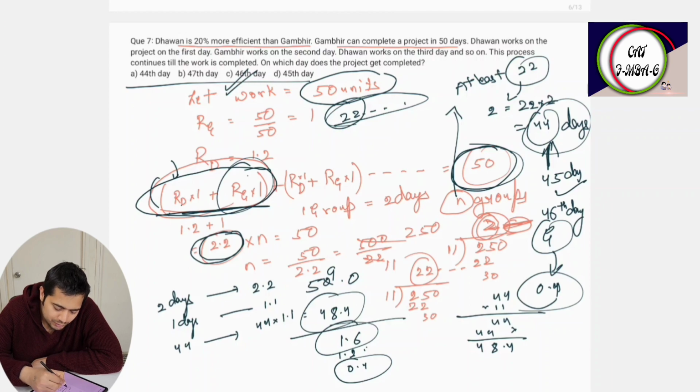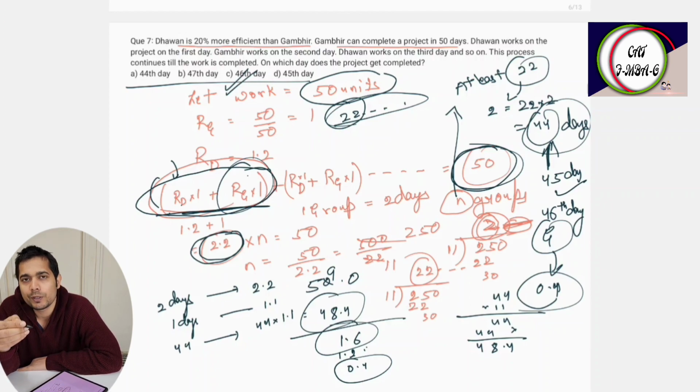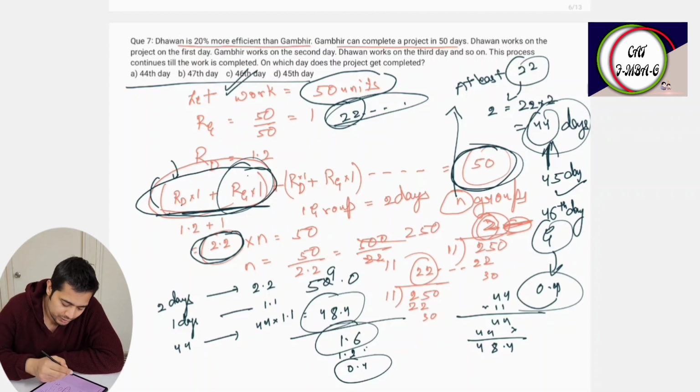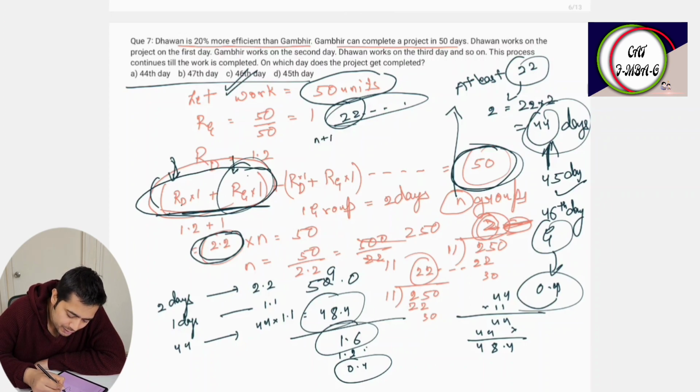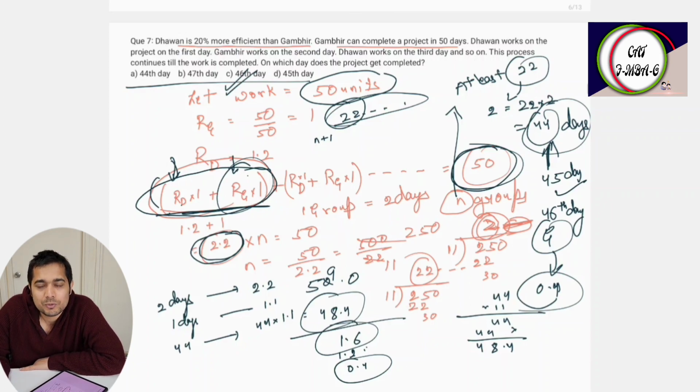So here only D and G were there, so 22 into 2. If A, B and C are there, so 22 into 3. At least 66 days are required. Thereafter, start calculating from day n plus 1, day n plus 2, how much work is done. I hope you are getting it right. So let's move on to the next question.